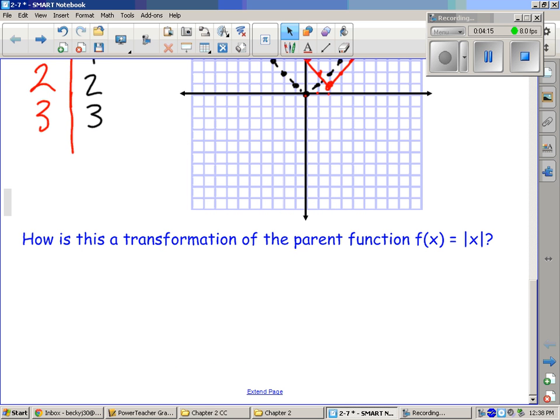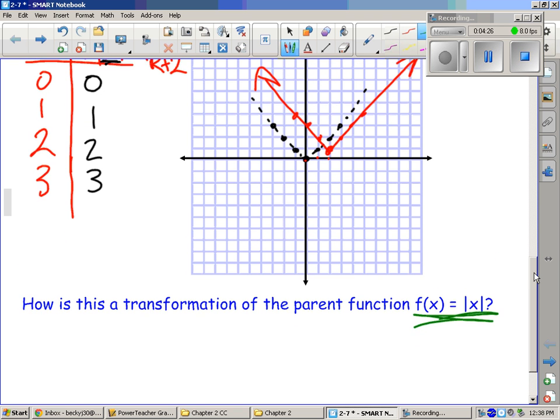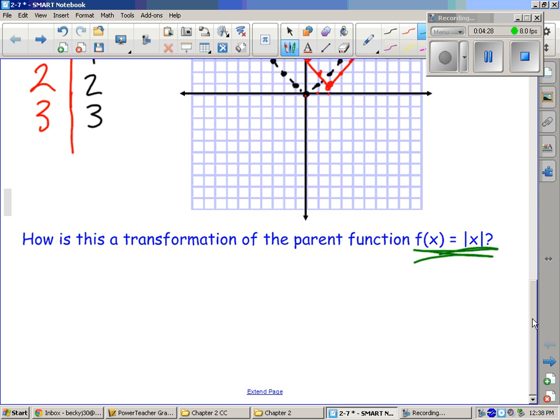Your textbook is going to ask you to use words to describe how it is a transformation of the parent function. So what changed from the original black dotted graph there? Well, it's a translation because it slid. It didn't shrink or compress or anything. So we will say it's a translation right 2 and up 1 unit.